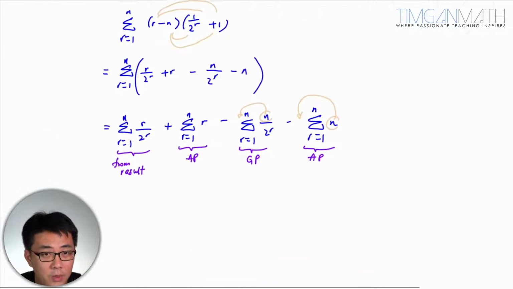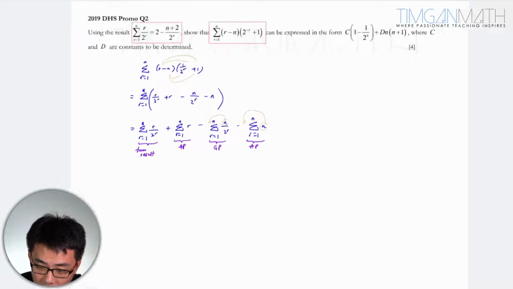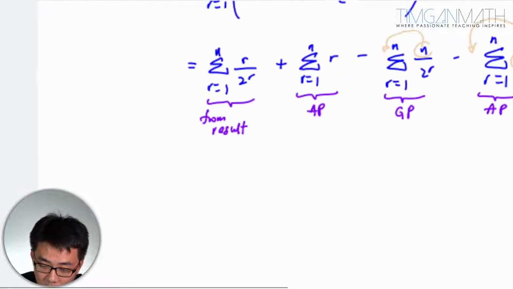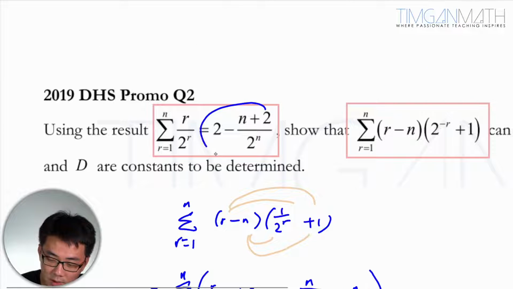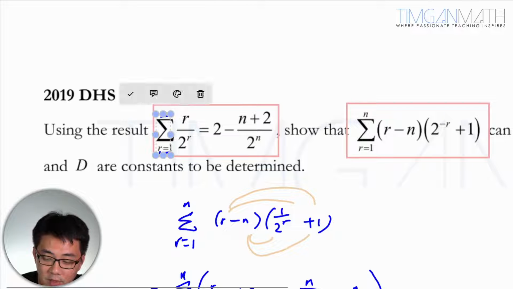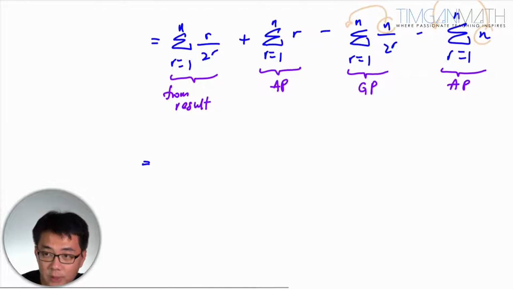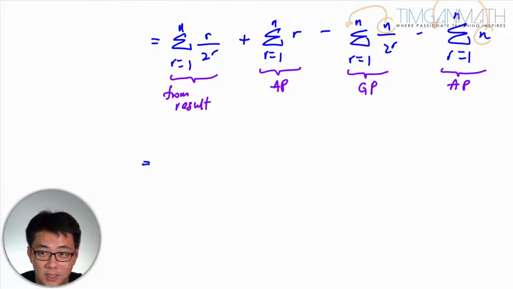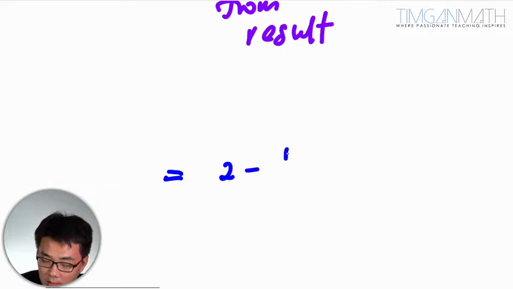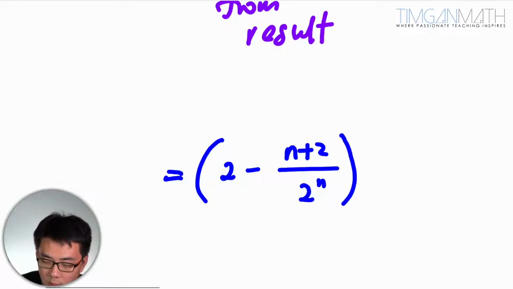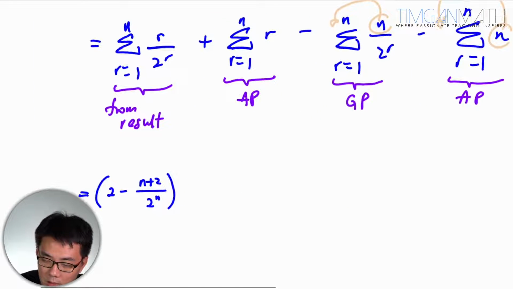If you're stuck, always expand it out slowly. You will get to see the whole thing. So this one would be from the result given, which is this one. Just copy this one because it's from 1 to n. No need to change of base. This question is kind because it never asks you to change of base, and change of base is another monster altogether. So this is just 2 minus (n plus 2) over 2^n, from the result. This one is an AP.